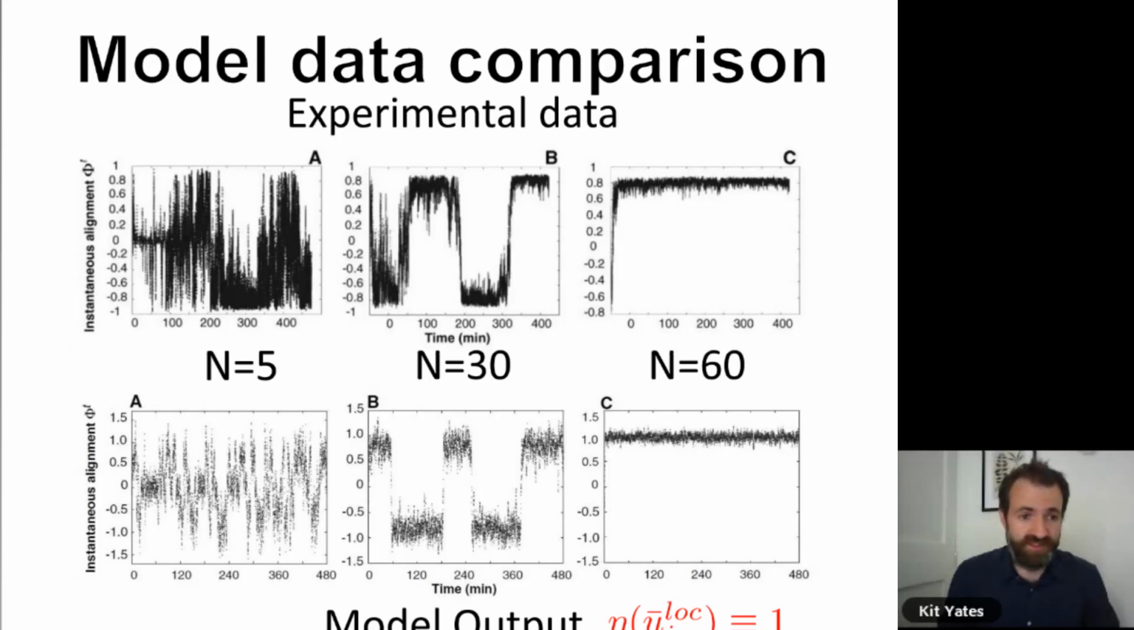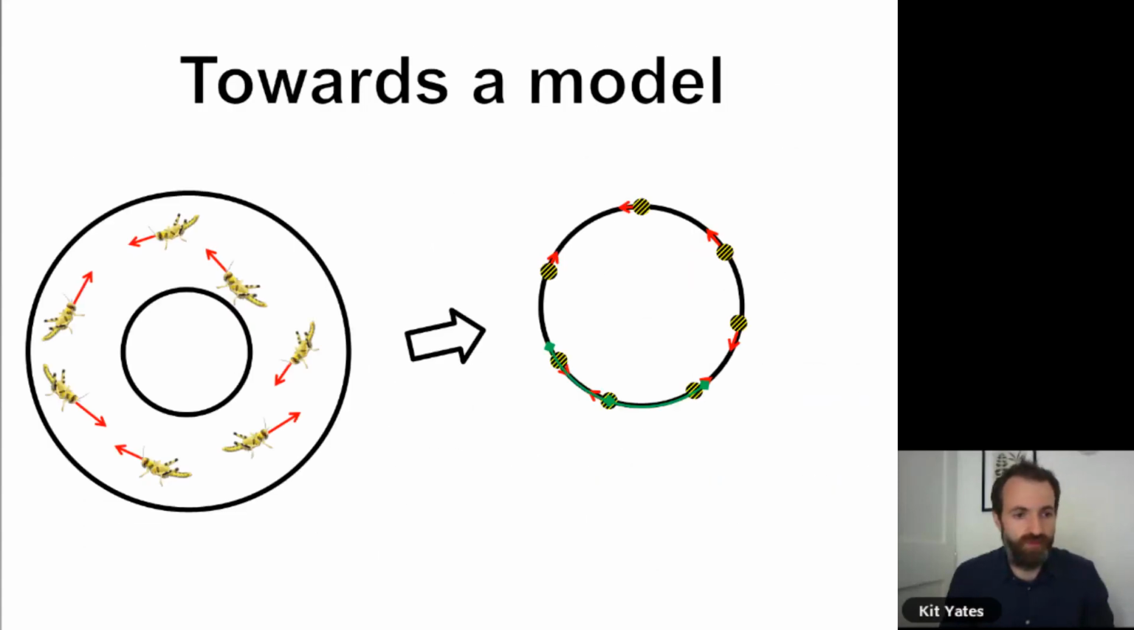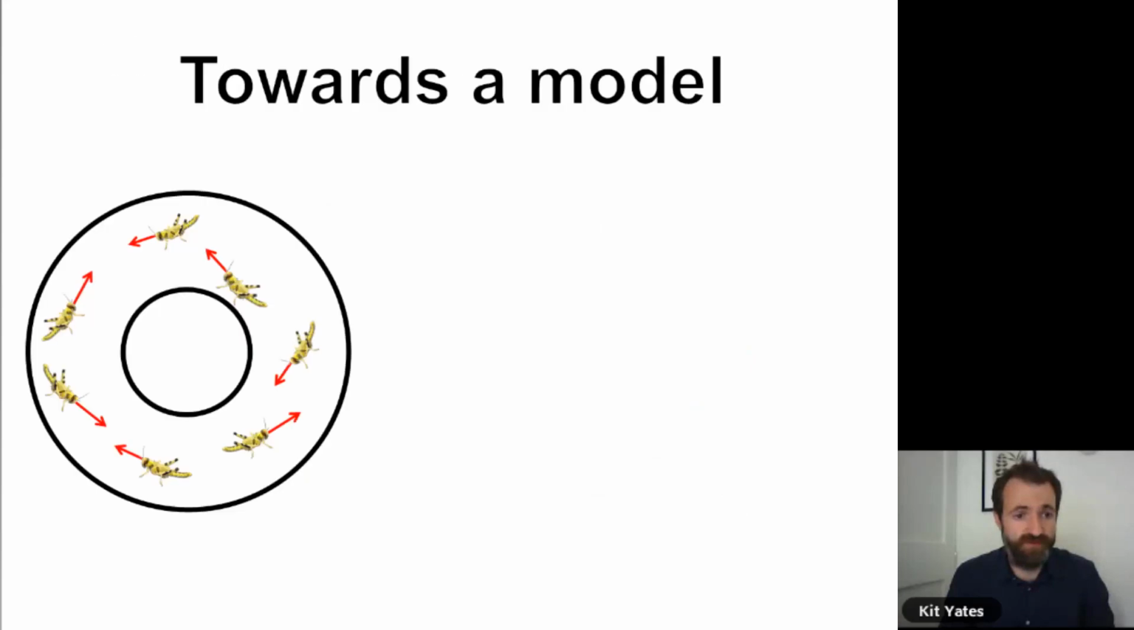So with 5 locusts, you can see there isn't much coordination or alignment, and that's the same in both the model and the data.